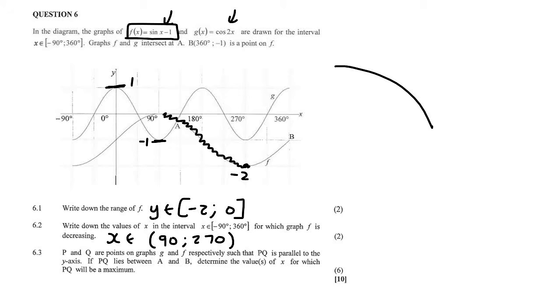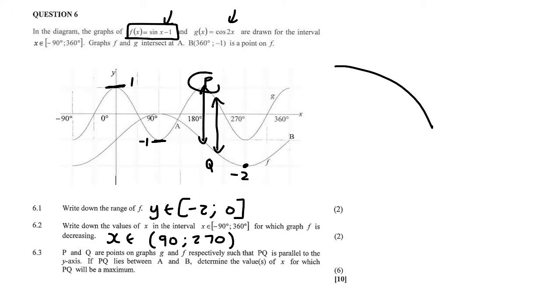Question 6.3. Now 6.3 is an extremely good question. They're saying P and Q are points on the graphs G and F respectively, and PQ is parallel to the y-axis. If PQ lies between A and B, determine the values of x for which PQ will be a maximum. Okay, so they're saying that P is for G, so P will be somewhere over here, for example, and Q is for F, so Q would be somewhere here. Now they want to know where this length will be a maximum. So it's probably going to be here, for example. It might even be here.